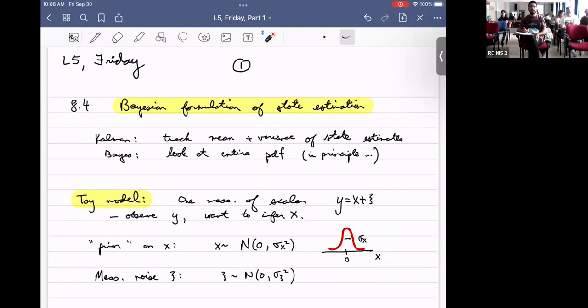work in my group. Bunch of noisy measurements of the system, and you want to infer the state of the system at the present time in order to be able to control it, for example.